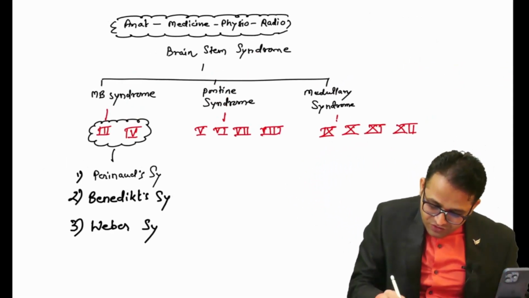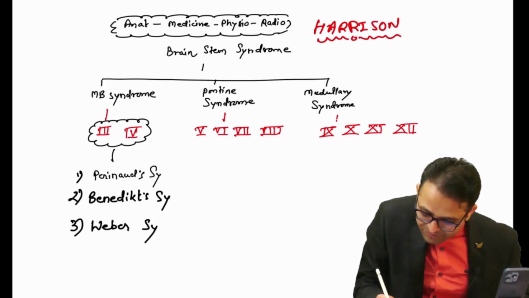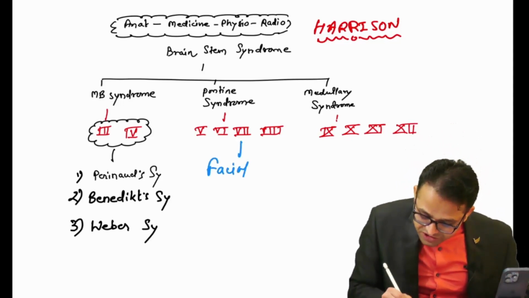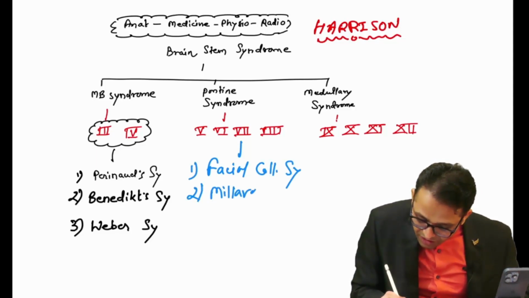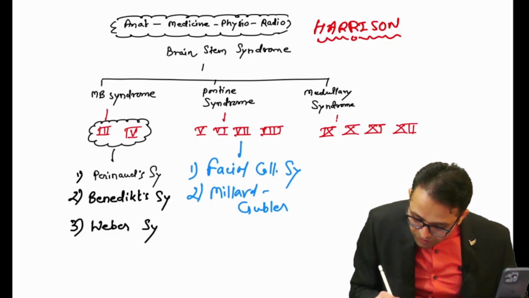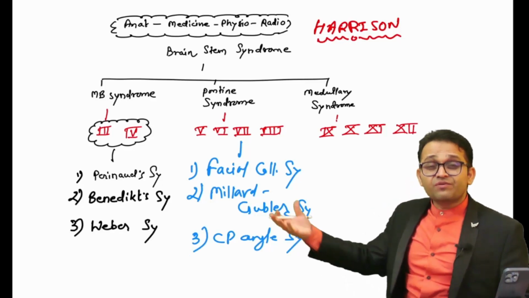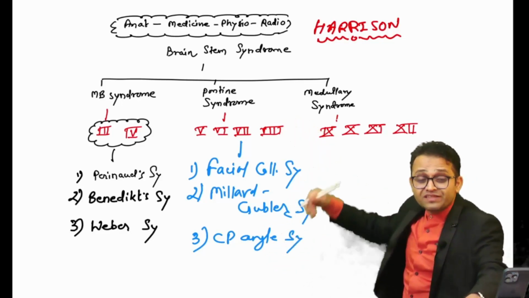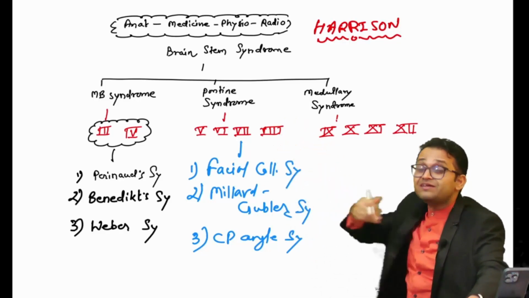This is the integration with your medicine. This is your Harrison, final MBBS. Yes, Pontine syndrome, like the facial colliculus syndrome, like the Millard-Gubler syndrome. Also you will see one more situation, that is cerebellopontine angle syndrome. The most common cause is acoustic neuroma, an acoustic nerve related tumor. These are our Pontine syndromes. Getting the point, beta? Yes, sir.